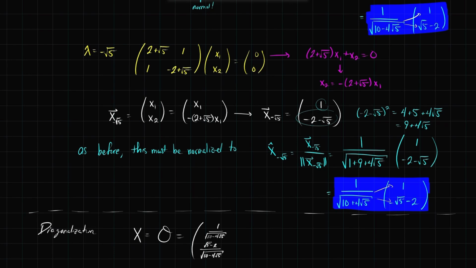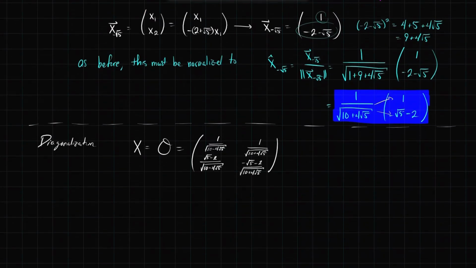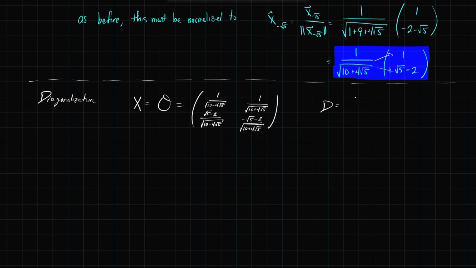And then in the second case, we have 1 over root 10 plus 4 root 5, and then the second line is negative root 5 minus 2 over root 10 plus 4 root 5. And yeah, lots of roots make this a little ugly, but this is a perfectly valid orthogonal matrix, as well as D, my diagonal matrix corresponding to the eigenvalues root 5, negative root 5. Then my original symmetric matrix, 2, 1, 1, negative 2 is equal to O, D, O transpose.